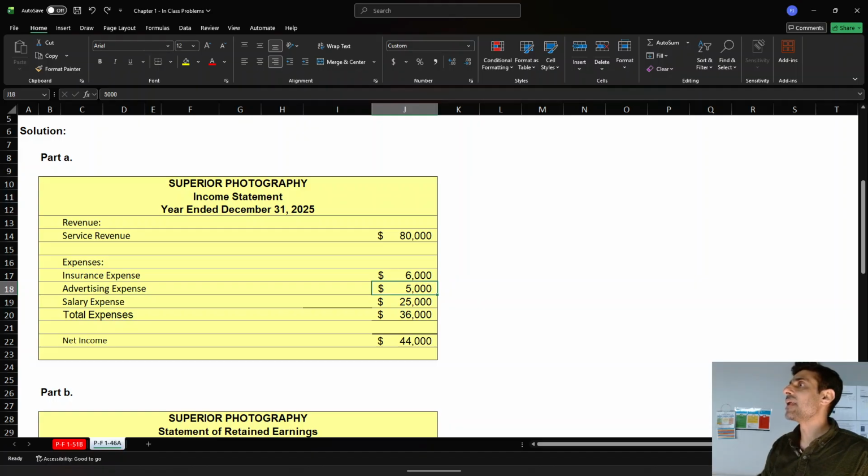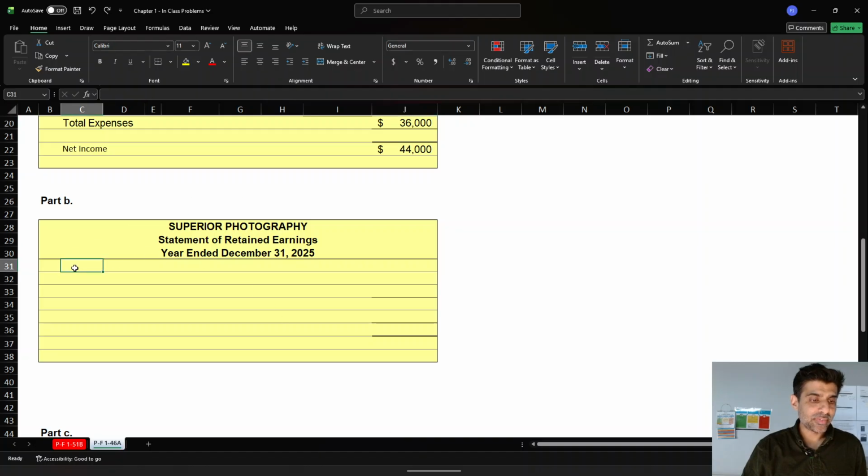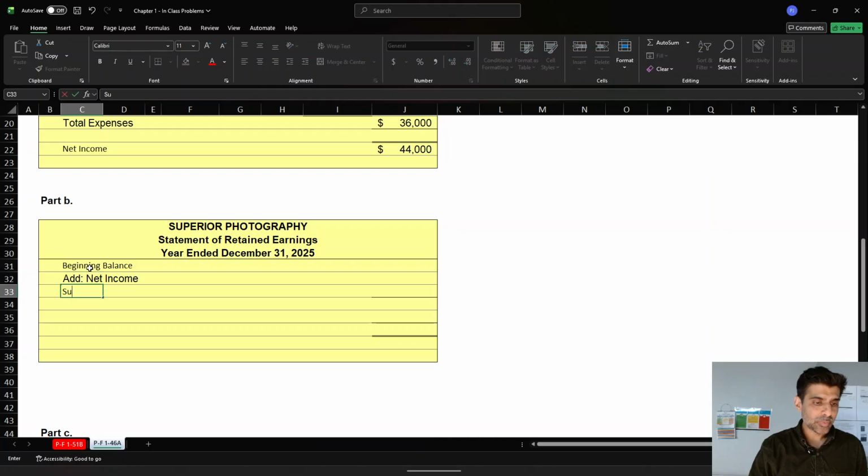Okay, so I would get in the habit of using the formulas and cell referencing instead of hard coding numbers. Sometimes you have to, right? Like I hard coded 80,000, but wherever I could use a cell reference or a formula, I did. Okay, so now the statement of retained earnings, you're going to format this as beginning balance, add net income, subtract dividends to get your ending balance.